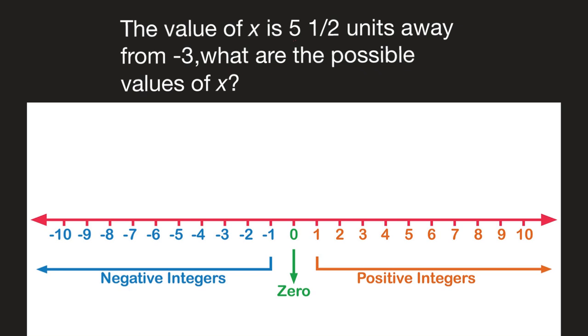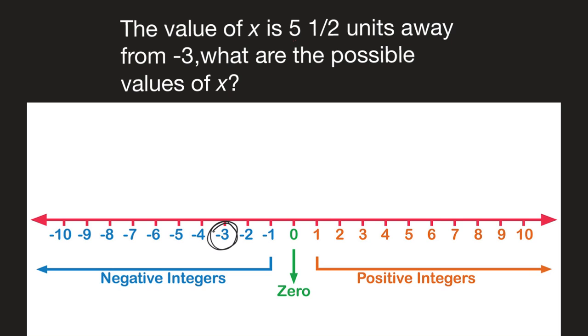So for our last example, we have the value of x is now 5.5 units away from -3. What are the possible values of x? So as I've done before, I'll start at -3. I'll circle -3 right there, and I'll move 5.5 units on either side. So what does that look like?